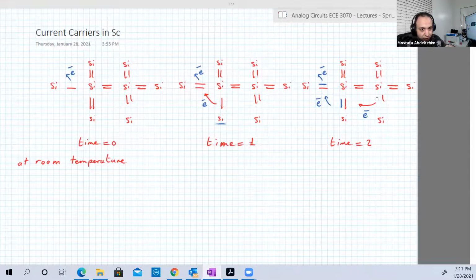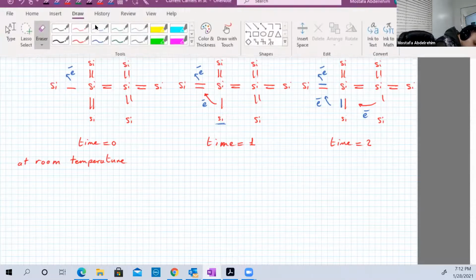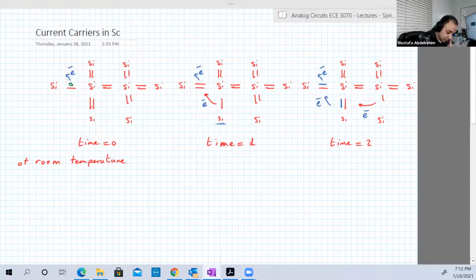When an electron leaves the bond and moves to the conduction band, the bond that it left will not become empty forever. Some other electron in the same valence band will move from its bond to fill that gap, or that hole, as scientists call it. Basically, we have holes here. Let's mark a hole here when this electron moves. Then we have another hole here when this one moves from this one to fill this one. Then we have another hole here when this one moves to fill this.